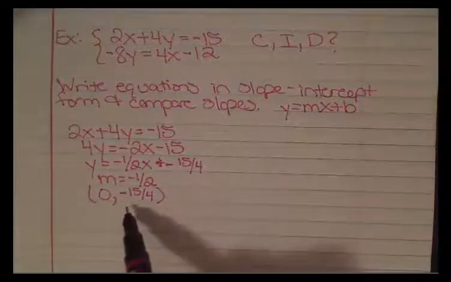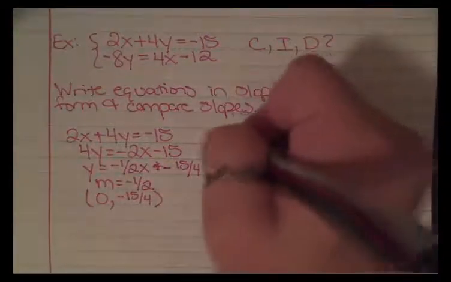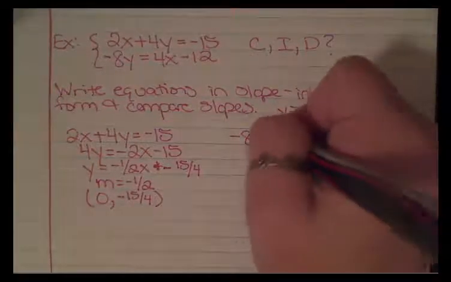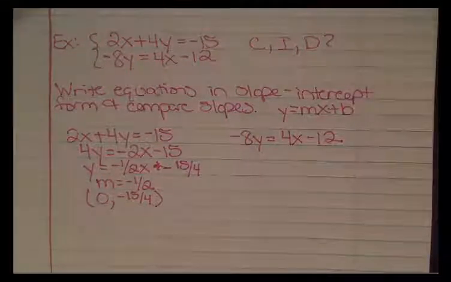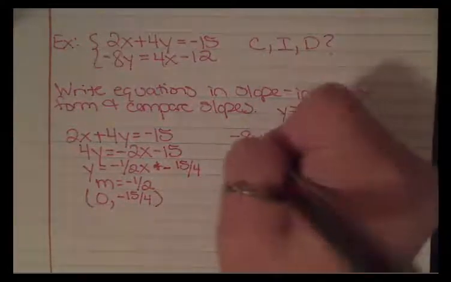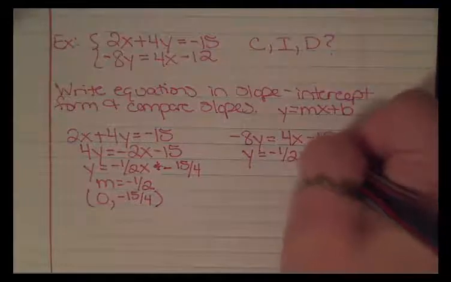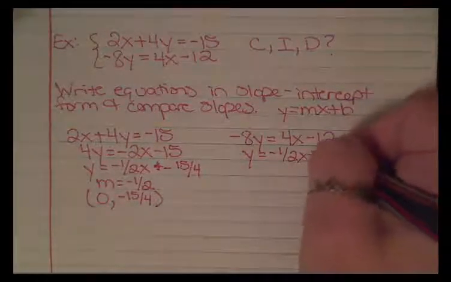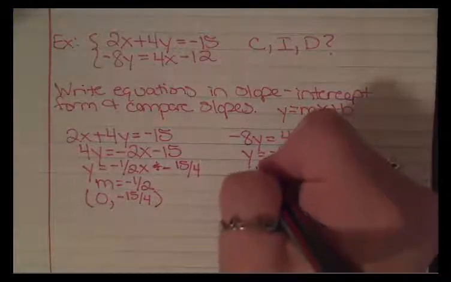Let's write our second equation in the y equals mx plus b form. Luckily y is almost already all by itself, so we just have to divide both sides by negative 8. So we get y equals negative 1/2 x plus 3/2. So our slope in our second one is also negative 1/2. So our slopes are the same.